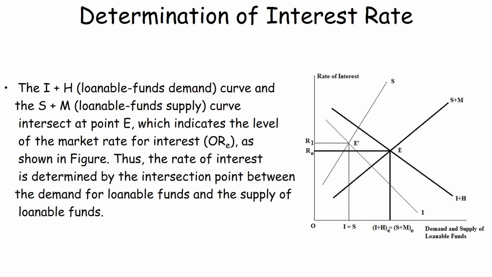So, how can we determine the interest rate? The I plus H curve, that is the loanable funds demand curve, and the S plus M curve, that is the loanable funds supply curve, intersect at point E in this diagram, which indicates the level of the market rate of interest, ORE, as shown in the figure. Thus, the rate of interest is determined by the intersection point between the demand for loanable funds and the supply of loanable funds.